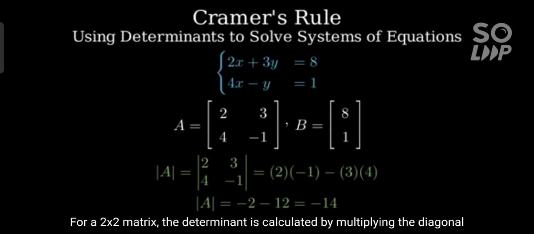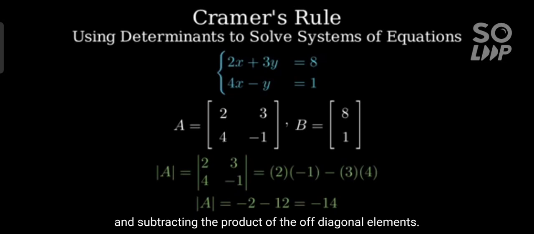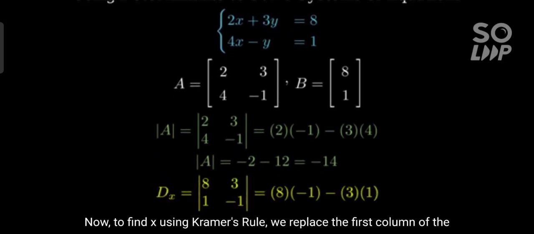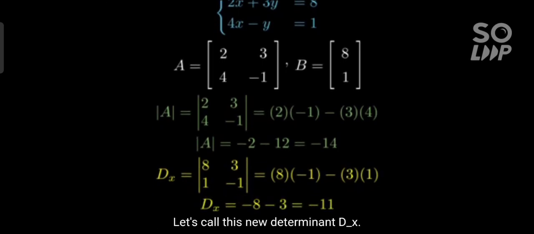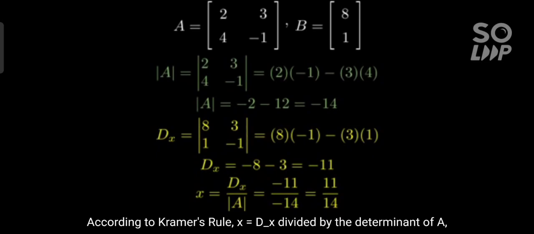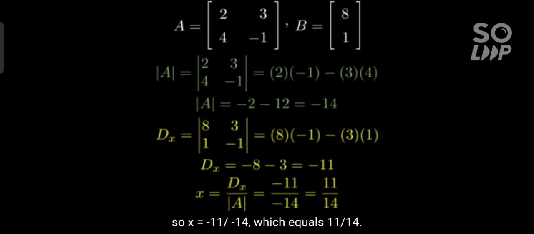For a 2 by 2 matrix, the determinant is calculated by multiplying the diagonal elements and subtracting the product of the off-diagonal elements. Now, to find x using Cramer's rule, we replace the first column of the coefficient matrix with the solution vector and divide that determinant by the determinant of A. Let's call this new determinant d_x. According to Cramer's rule, x equals d_x divided by the determinant of A. So x equals negative 11 divided by negative 14, which equals 11/14.